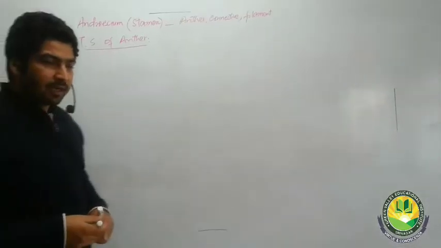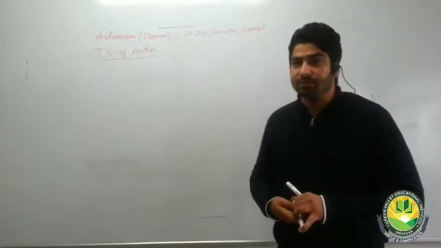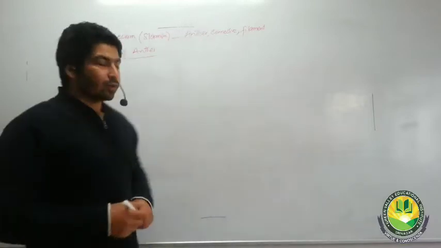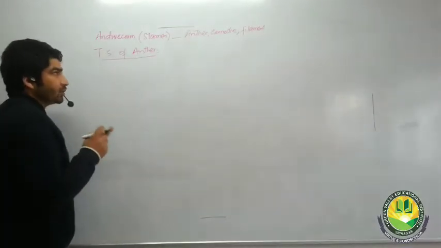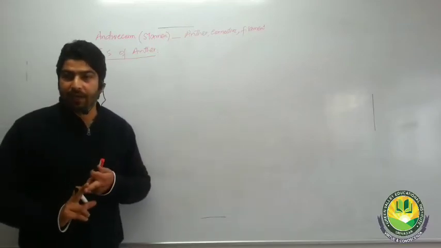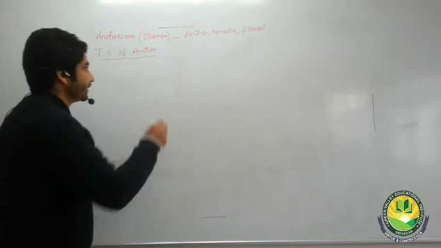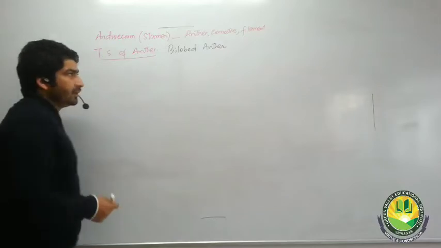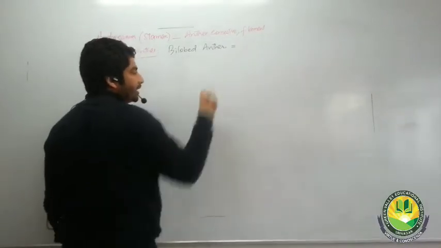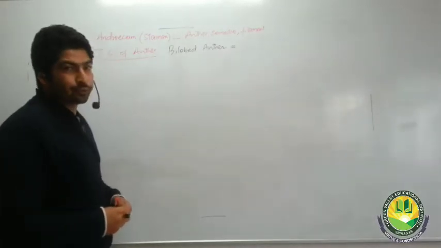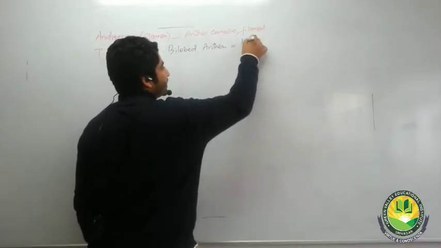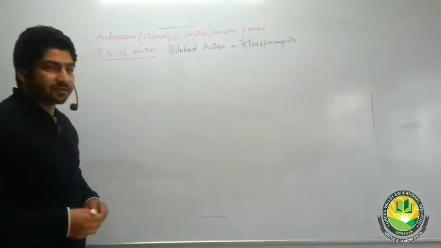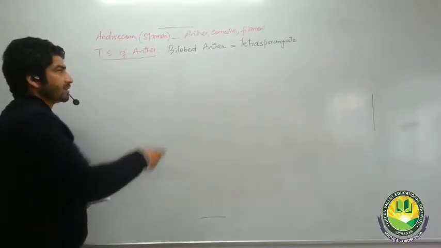Now, what is this anther? The anther is the structure where there is going to be the formation of microspores, that is pollen grains. Now, about this anther, we said that we can have a monolobed anther, we can have a bilobed anther. But the most common is the bilobed anther. And in this bilobed anther, we are going to have four sporangia, microsporangia, that is four sporangia. That's why it is called tetrasporangiate. Now, we'll take the transverse section of this tetrasporangiate structure, that is the bilobed anther.